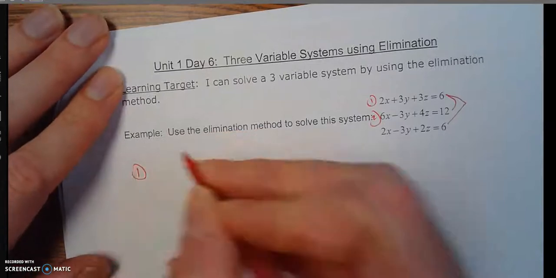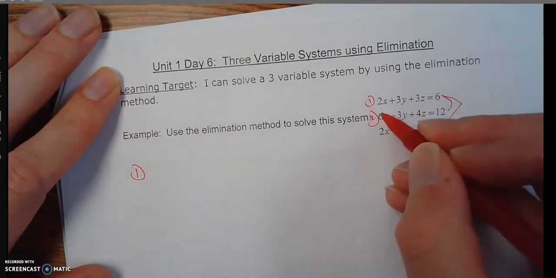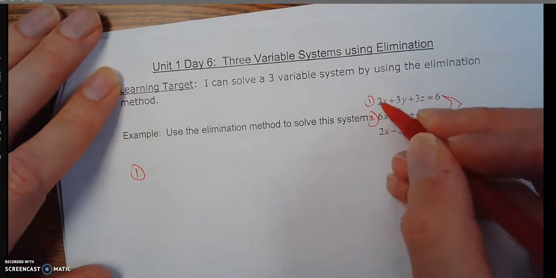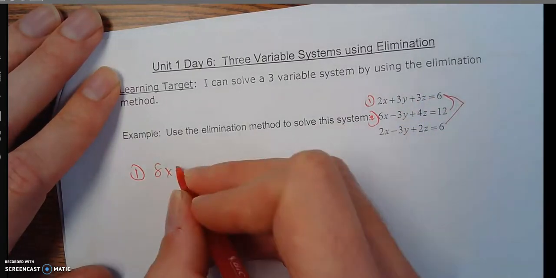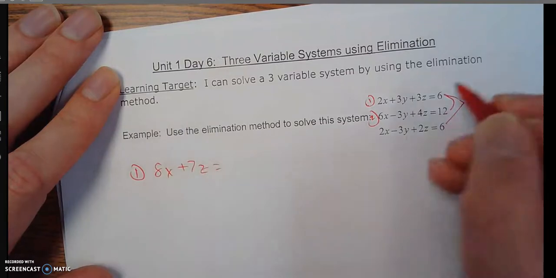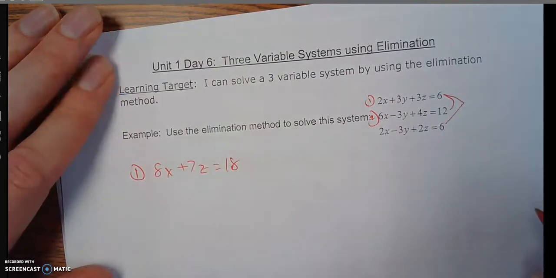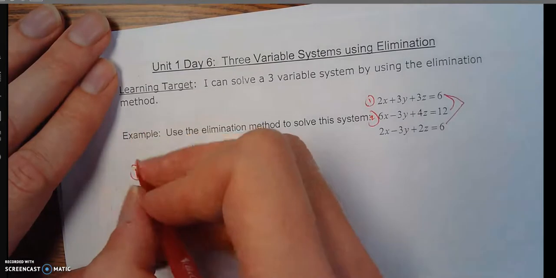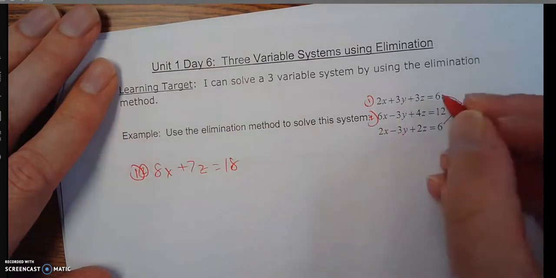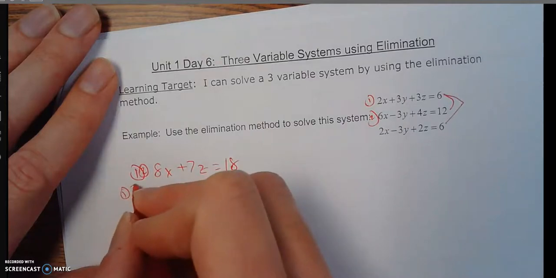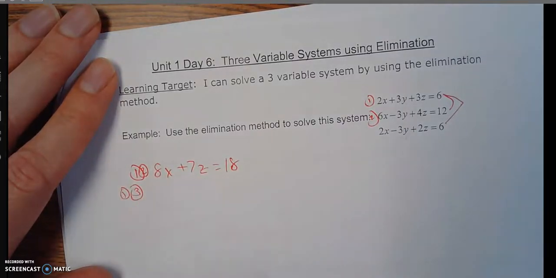So for 1, when I combine these 2, when I'm adding them, it would be 8x. The y's would cancel out. I have 7z's, so plus 7z. That would equal 18. Now, again, that's 1. Maybe I'll do this. I'll do 1 and 2. I'll just put 1 circle, 2 circle. And then when I do 1 with 3, I'll just write this. I'm going to combine 1 and 3 together right now.